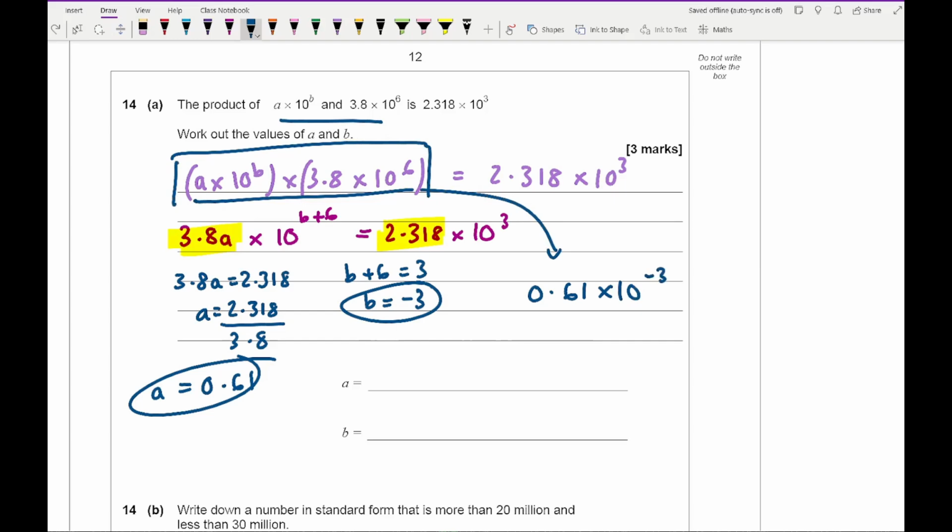Now this is not in correct standard form, so I'm going to need to make this number bigger. And if I make that a value bigger, I need to make the b value smaller. So that's going to be minus 4. So here my a value is 6.1 and the b value is going to be minus 4.